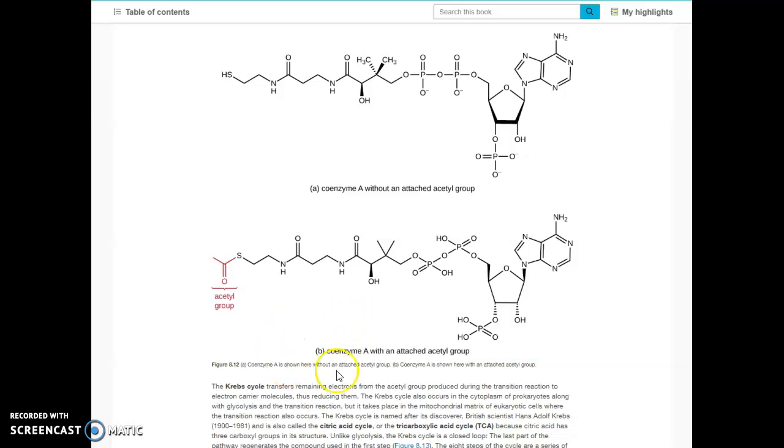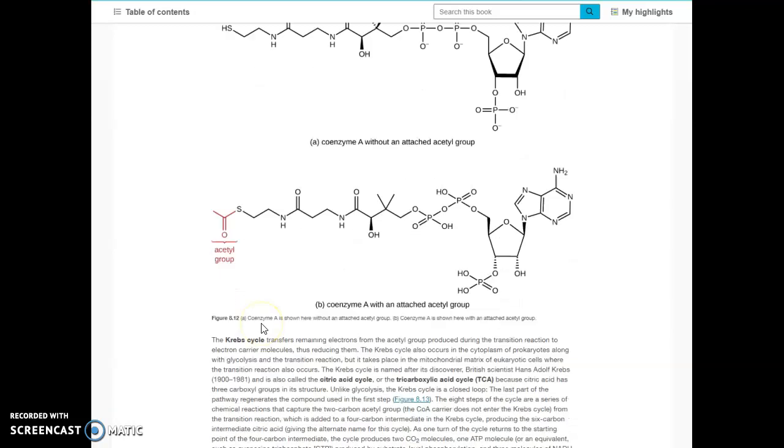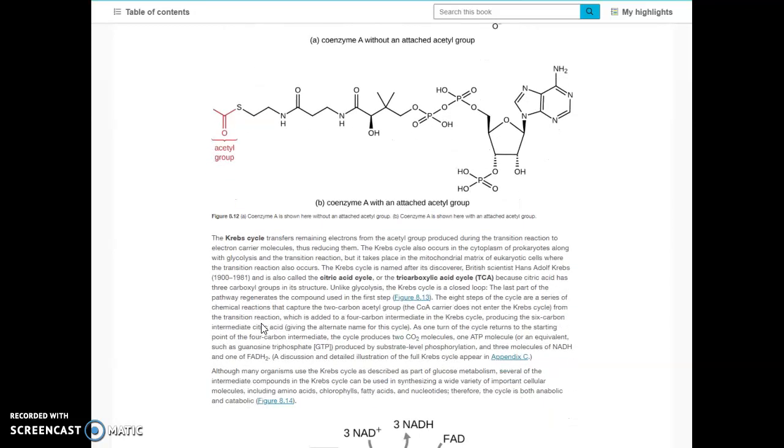Now, once this reaction takes place, and again, this is not really showing you the reaction. This is just showing you the difference in the coenzyme A without its acetyl group, and then once it becomes acetyl-CoA, once that acetyl group is added. Then we can enter into what we refer to as the Krebs cycle. Sometimes this is referred to as the citric acid cycle or the tricarboxylic acid cycle, because citric acid is going to be involved in this process.